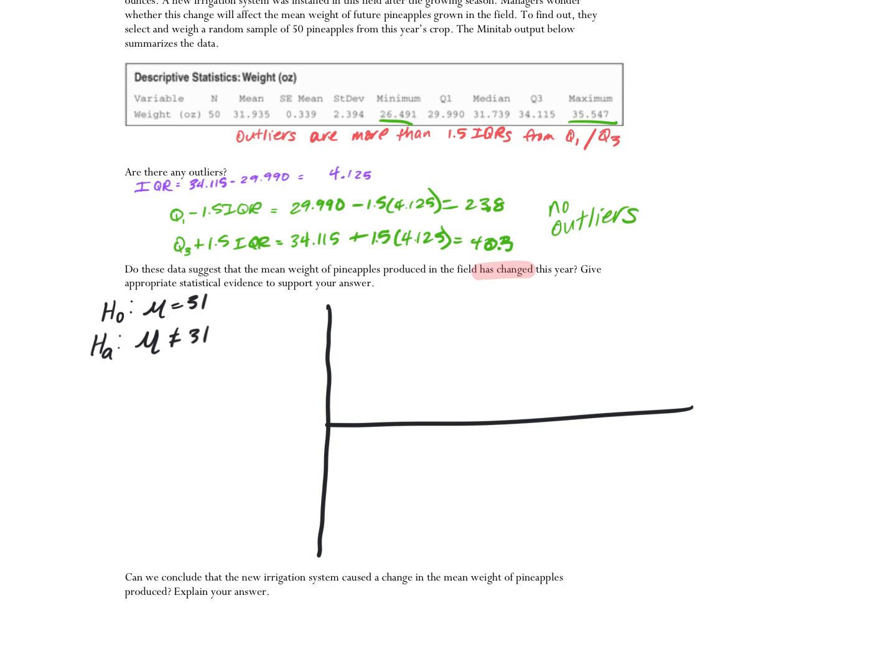You have one of two things I think make sense next. Define the variable. Mu equals the true mean weight of pineapples for this year. And after that, before we do the conditions, what test? This is a 1 sample t-test for mu.